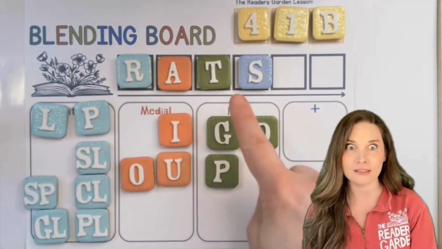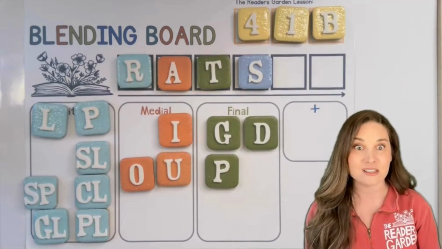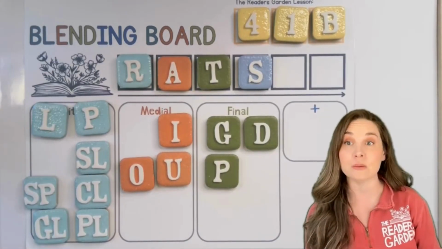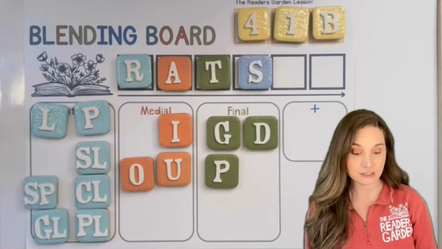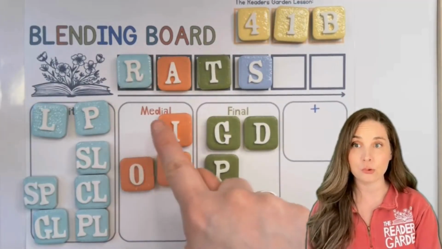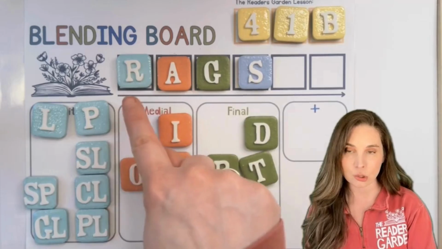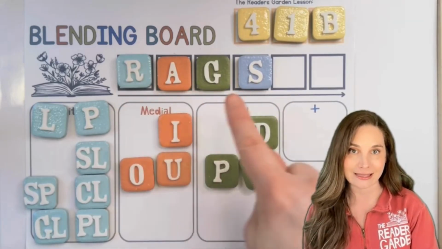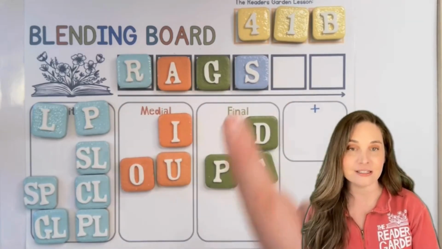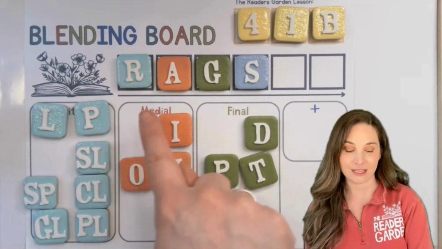We have rats. Oh my gosh, there's lots of rats. Some people love rats. I am not one of those people. I do think they're cute from a distance, but no thank you if they're close to me. Rats. Now, if we take off that T and add a G, the word is rags. Rags. You can hear the S is making a Z sound at the end of rags.